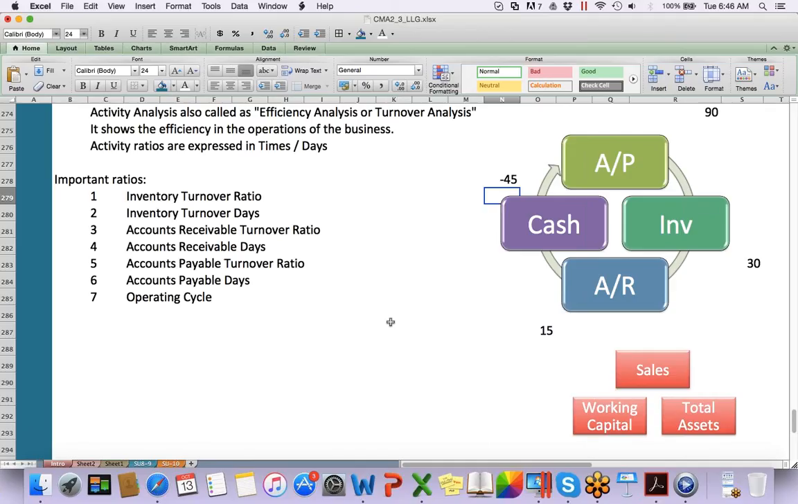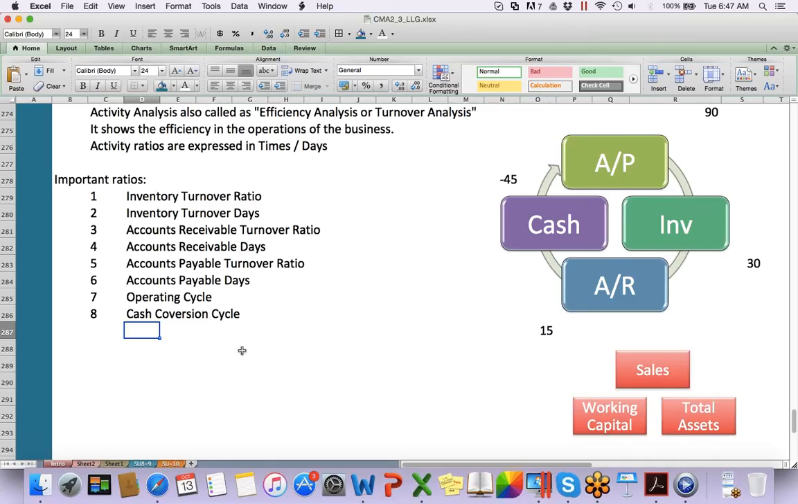Either you can invest in short-term investments like marketable securities, or you can negotiate with your supplier that you are clearing the invoice faster, so that you can demand some discount. This is what we can see from the last ratio, that is the cash conversion cycle, CCC. In my example, 30 plus 15 is the operating cycle. 30 plus 15 minus 90 is the cash conversion cycle.